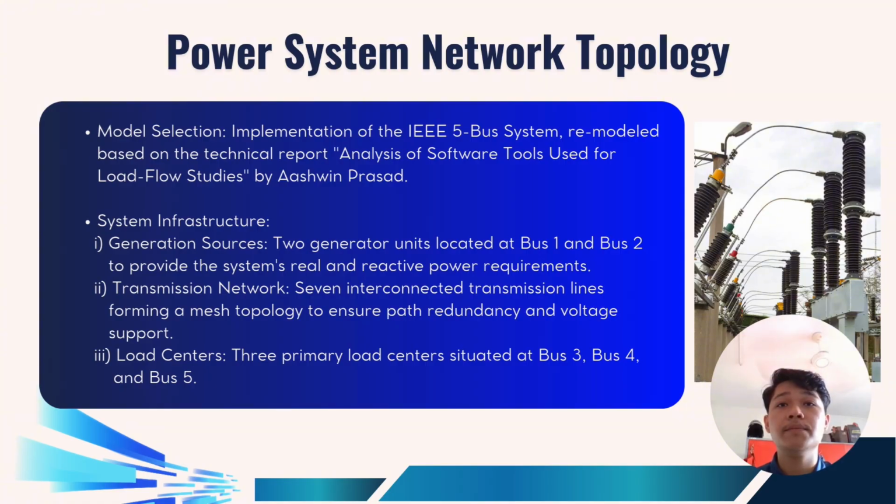Power system network topology. For our model, we implemented an IEEE 5-bus system based on the technical report by Ashwin Prasad. The infrastructure includes 2 generator units at bus 1 and bus 2 to meet the system power requirement, a mesh topology consisting of 7 transmission lines for redundancy, and 3 load centers at bus 3, 4 and 5.